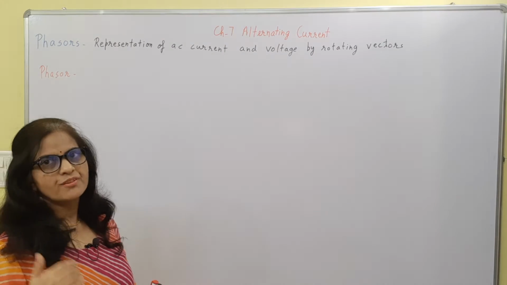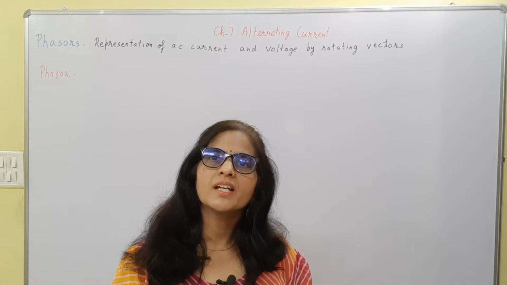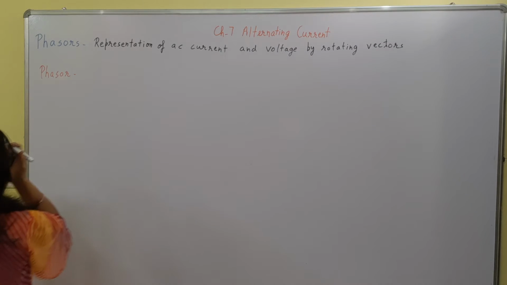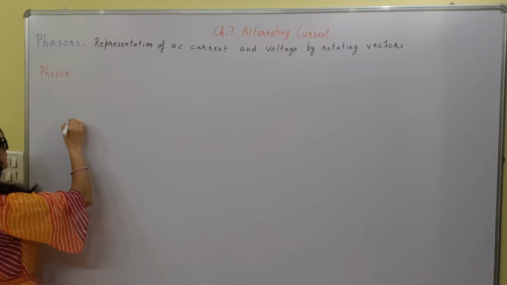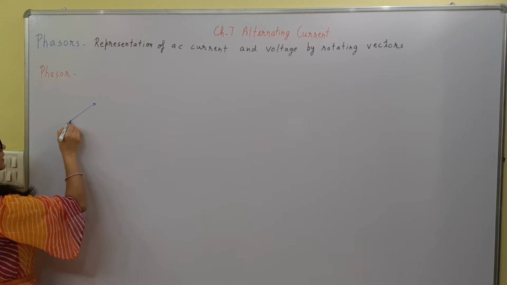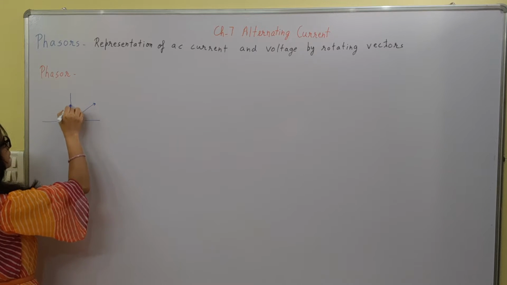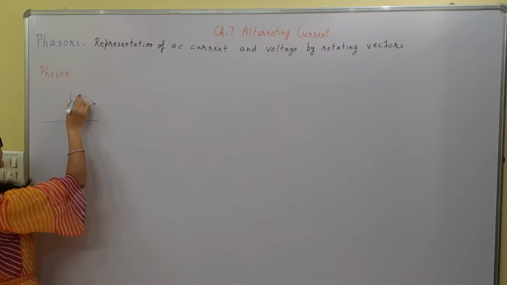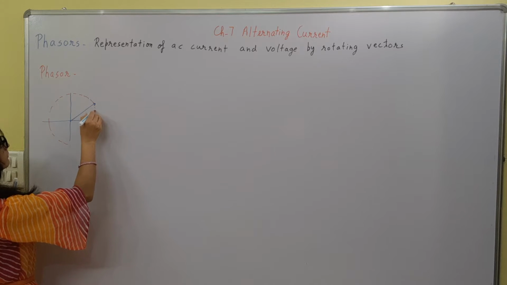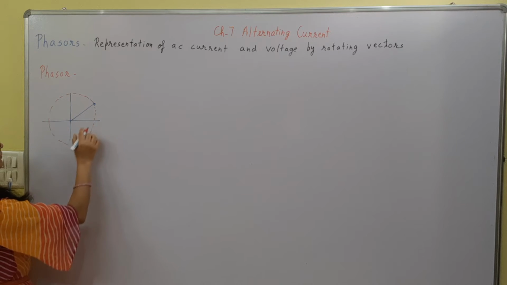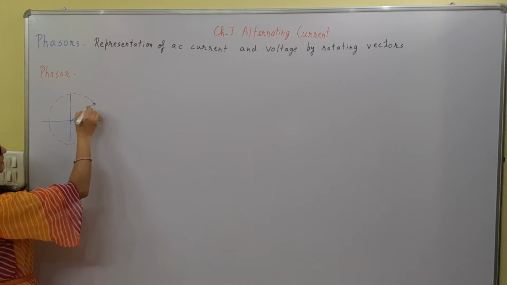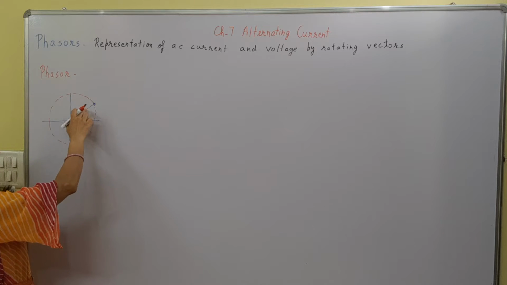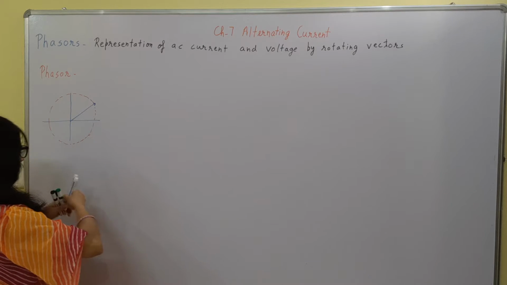So what are phasors? Phasors are the rotating vectors which rotate about the origin with the angular frequency omega. Its length gives the magnitude of the quantity, the maximum value or the peak value of the quantity. So we'll just mention it.